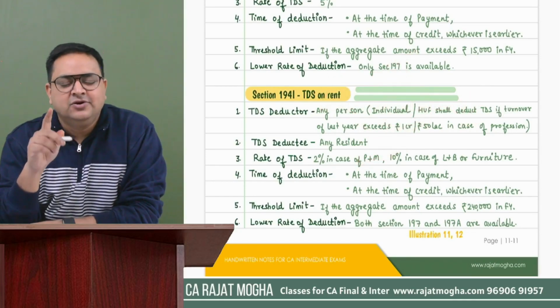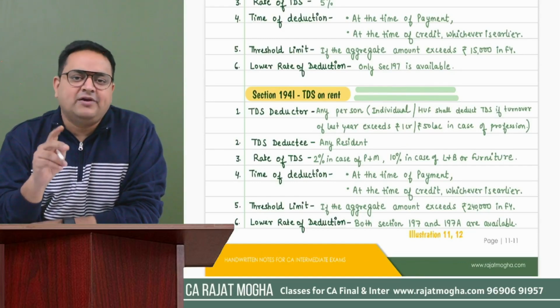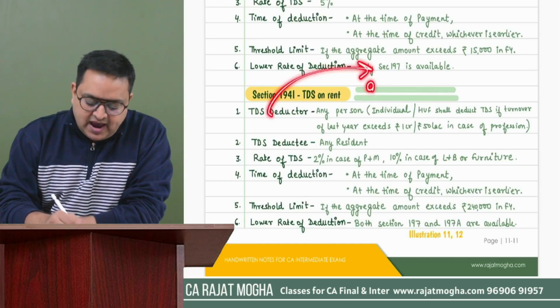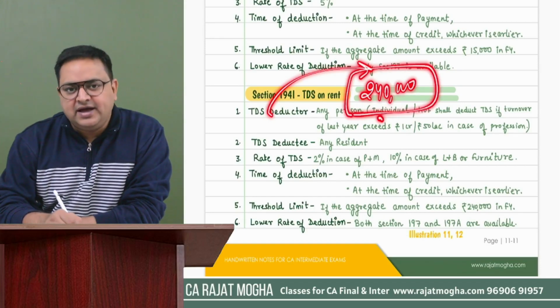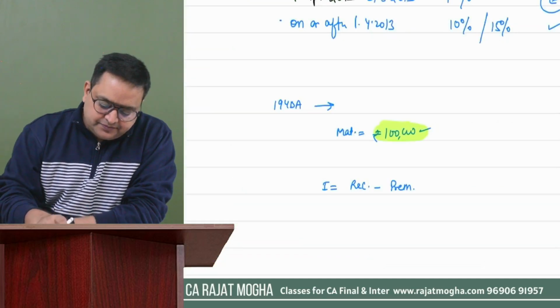Only for machines, only for plant and machinery, the TDS rate will be 2%, and the threshold limit is 2,40,000. So if you are paying rent to someone, and if it is more than 2,40,000, then TDS will be deducted on the entire amount. So let's say there is a person.